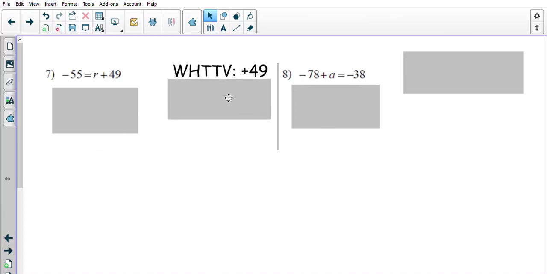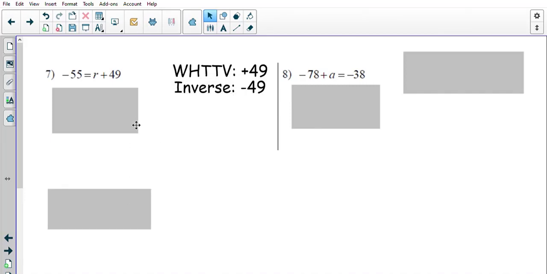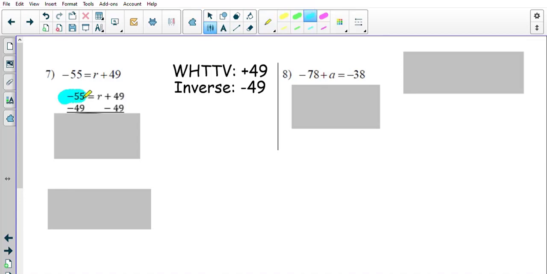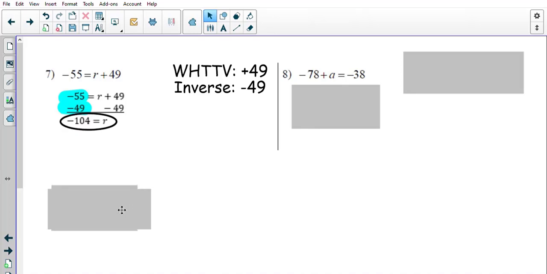What's happening to the variable is we're adding by 49. The inverse is to subtract by 49. So I'm going to subtract 49 from both sides. It's going to cancel out on the right. On the left, that's what I'm plugging into my calculator. Negative 55 minus 49. Again, negative 55 minus 49. And I cannot stress enough to make sure you're practicing plugging this into your calculator, because a lot of times the students have the correct work, but their solution is wrong because they're not sure how to plug it into the calculators correctly. You should get r equals negative 104 or negative 104 equals r.